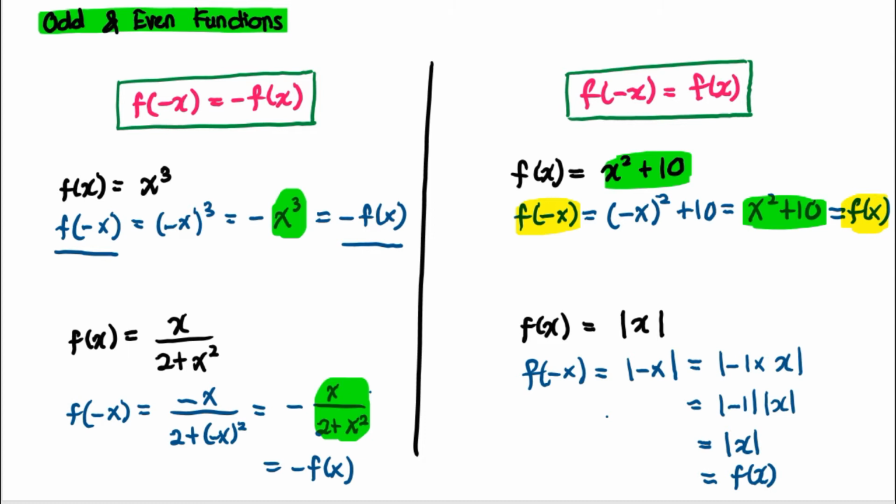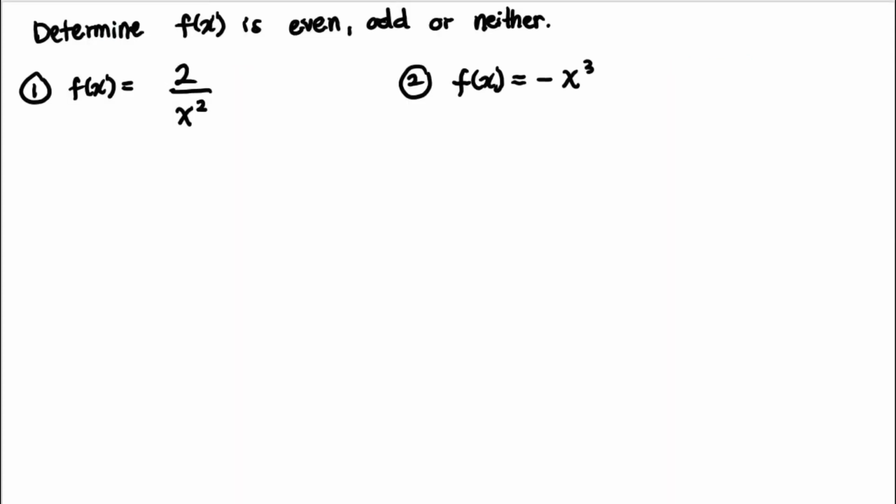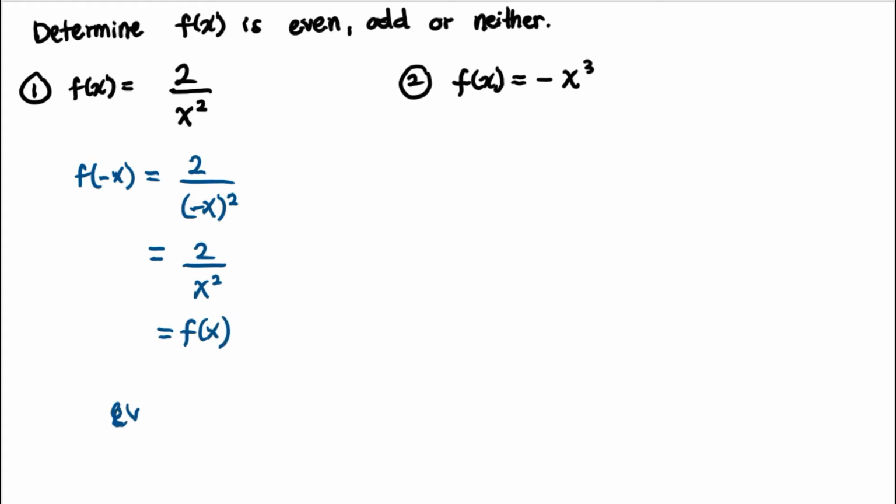Right, now let's test the given functions here. Are they even, odd, or neither? Let's test the first one. We try to replace with f of negative x. So we'll have 2 over negative x to the power of 2, which becomes 2 over positive x squared. So this is actually equal to f(x). So we can say that f(x) is an even function.